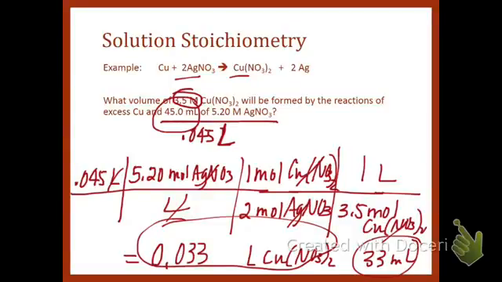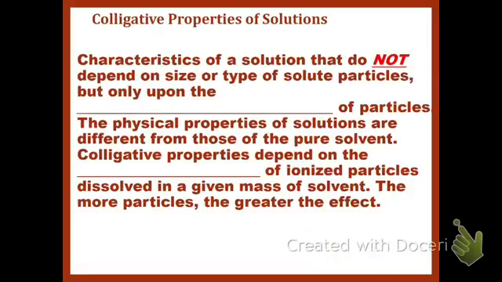Okay? So that brings us to colligative properties. And colligative properties are a unique kind of property. Remember in the beginning of the year we talked about physical properties and we talked about extensive or intensive properties. Well, this is a subset of extensive properties rather. First of all, colligative properties are characteristics of a solution that do not depend on the size or type. In other words, they do not depend on the identity, but they depend on the concentration. The more particles, the bigger effect on the property it'll have.